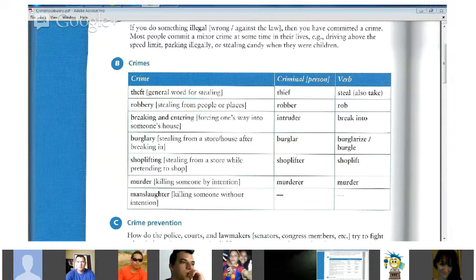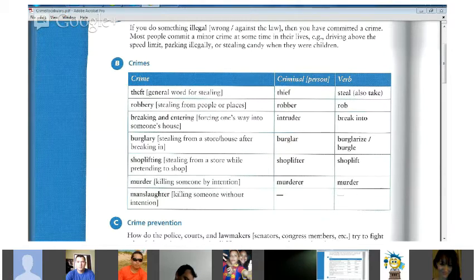All right, so the theme for today's vocabulary is crime. So we'll look at the vocabulary that's on the handout, and then I'll also give you some vocabulary that is not on the handout that may help you when you're watching American television shows. Okay, so if you look at the first page, there's only two pages to the handout.